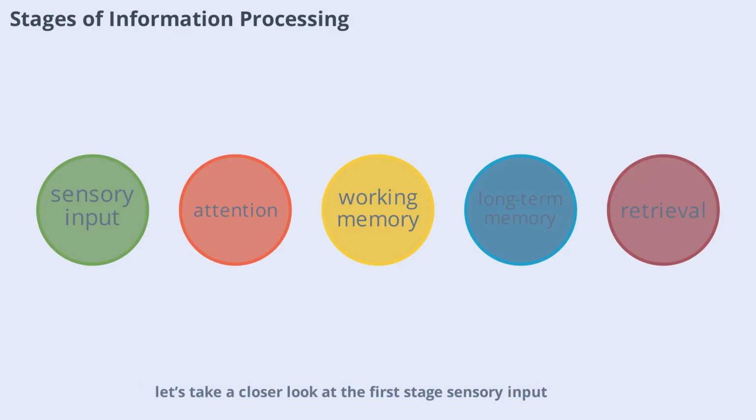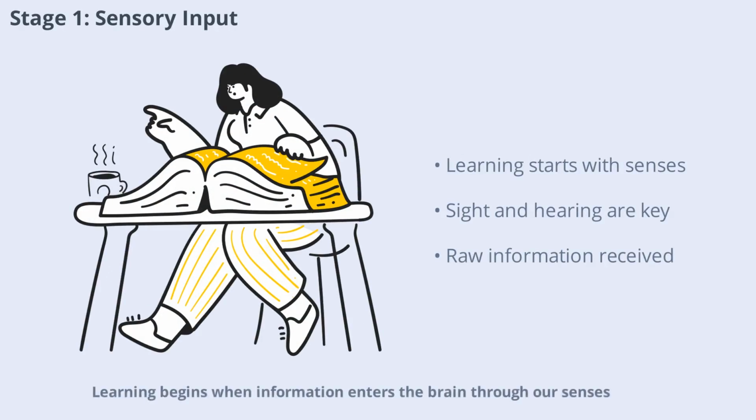Now let's take a closer look at the first stage, sensory input. Learning begins when information enters the brain through our senses. These senses include sight, hearing, touch, smell, and taste. In the classroom, the most important senses for learning are usually sight and hearing. For example, students might read words on a page, look at diagrams, or watch the teacher write on the board. They might also listen to explanations or hear classmates discuss ideas. At this stage, the brain is simply receiving raw information. But just receiving information doesn't mean learning has happened yet. The information must move to the next stage.